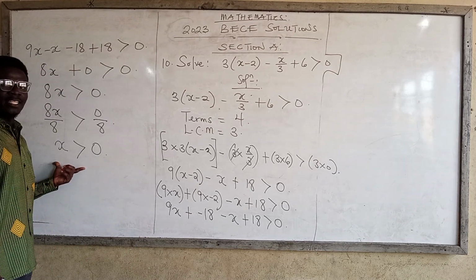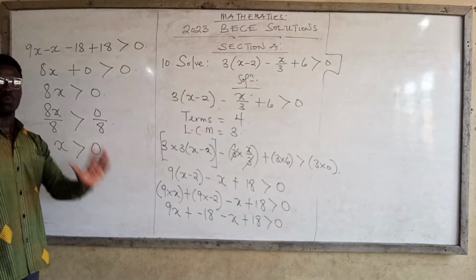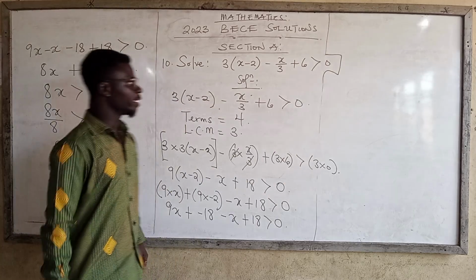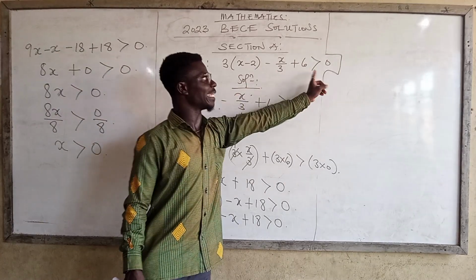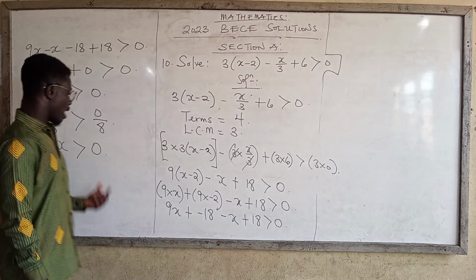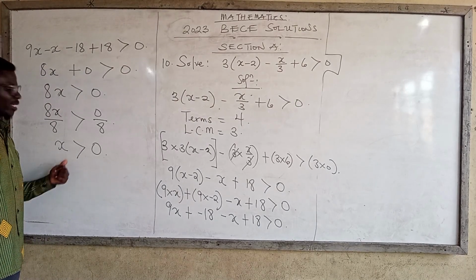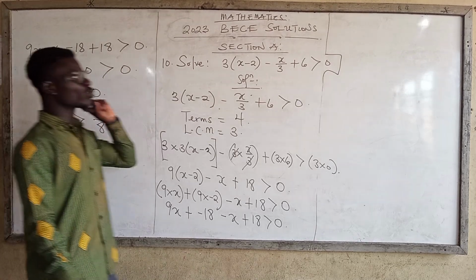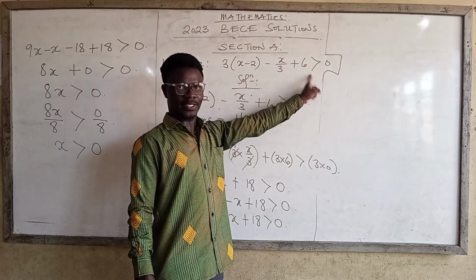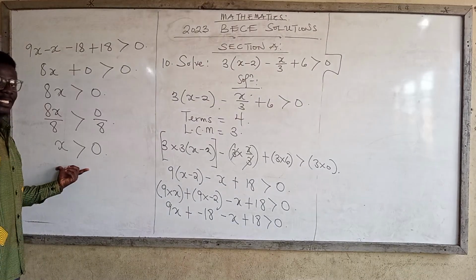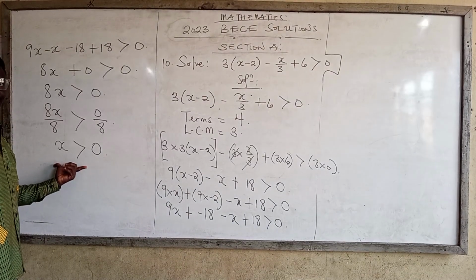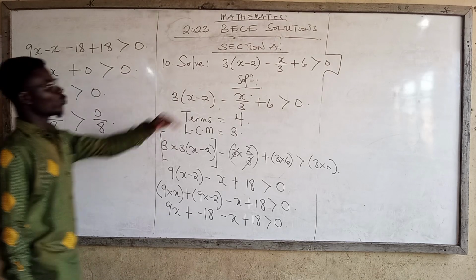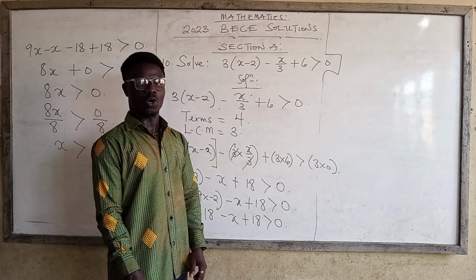So if you put 1, 2, 3, 4 into this inequality here, it will be greater than 0. But if you put anything less than 0, or anything equal to 0, it will never be greater than 0. That's the meaning of this. This one is an inequality. It is giving you the range of values of x that satisfy the inequality here.